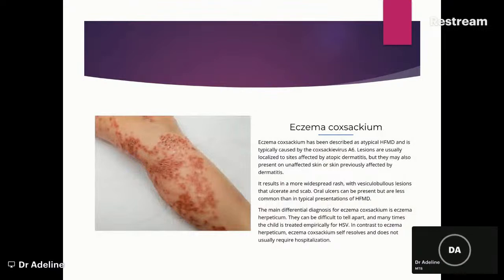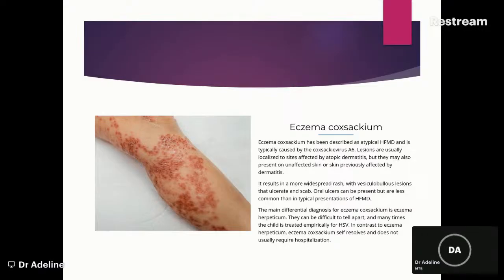Another case is eczema coxsackium. This has been described as atypical HFMD. It is caused by Coxsackie virus A6, as mentioned before. These lesions are usually localized to the sites affected by atopic dermatitis, but they can also be present on unaffected skin or skin that has been previously affected by dermatitis.